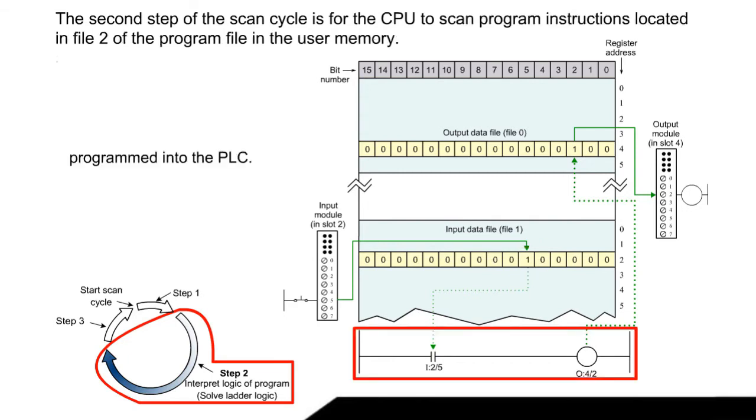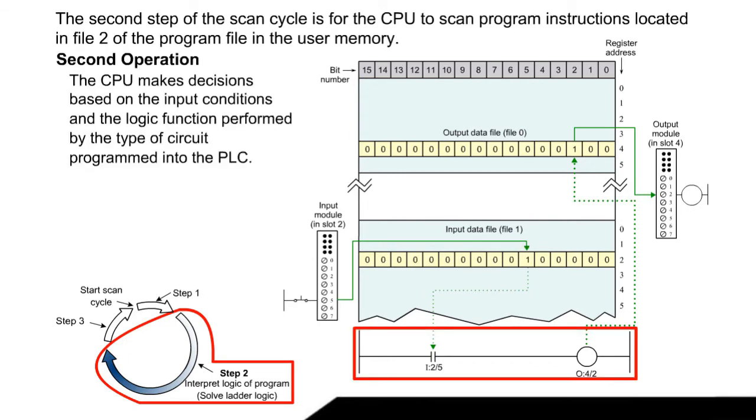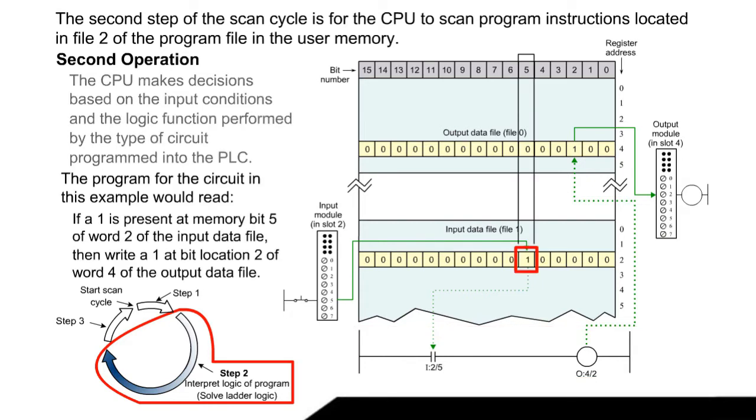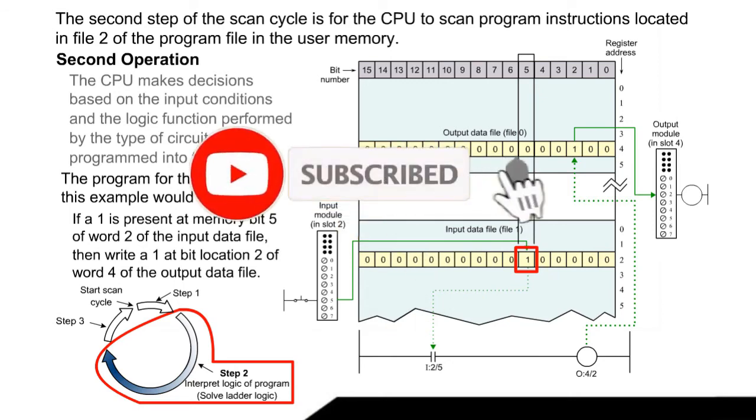The second operation: the CPU makes decisions based on the input conditions and the logic function performed by the type of circuit programmed into the PLC. The program for the circuit in this example would read, if a 1 is present at memory bit 5 of word 2 of the input data file, then write a 1 at bit location 2 of word 4 of the output data file.